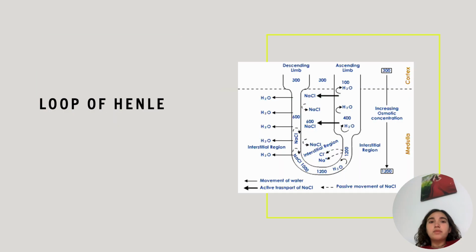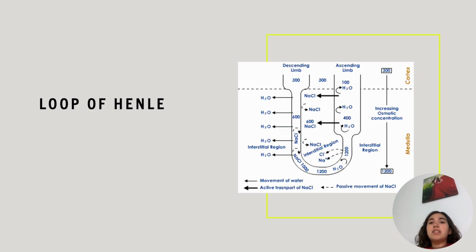volume balance. The loop of Henle establishes the osmotic gradient needed to concentrate urine. The descending limb is highly permeable to water, but not to solutes, so water leaves the tubule and the tubular fluid becomes increasingly concentrated as it moves deeper into the medulla.